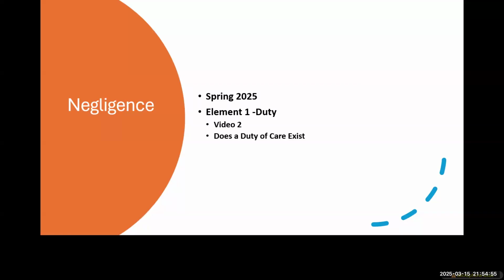Welcome to Negligence, Element 1, Duty, Video 2, Does a Duty of Care Exist? This is our common law analysis where we focus on duty and the element to determine whether or not there is liability for negligence. This is video 2. First element, duty.